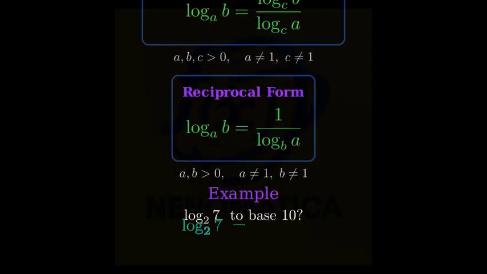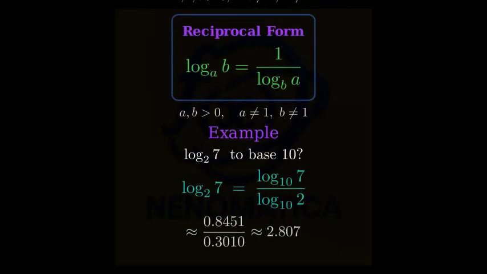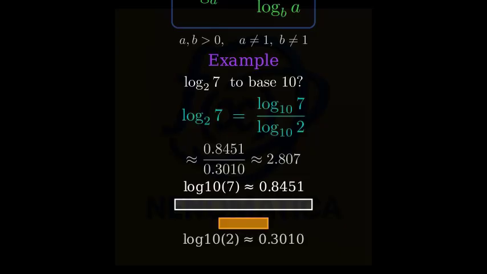Example 1. Convert log base 2 of 7 to base 10 and approximate its value. Using the change of base formula with base 10, we get log 10 of 7 divided by log 10 of 2. Numerically, this is approximately 0.845 over 0.3010, which is about 2.807. A quick visual. Think of the ratio as how many times the log of 2 fits into the log of 7. The ratio is a bit less than 3, which matches our approximate value.